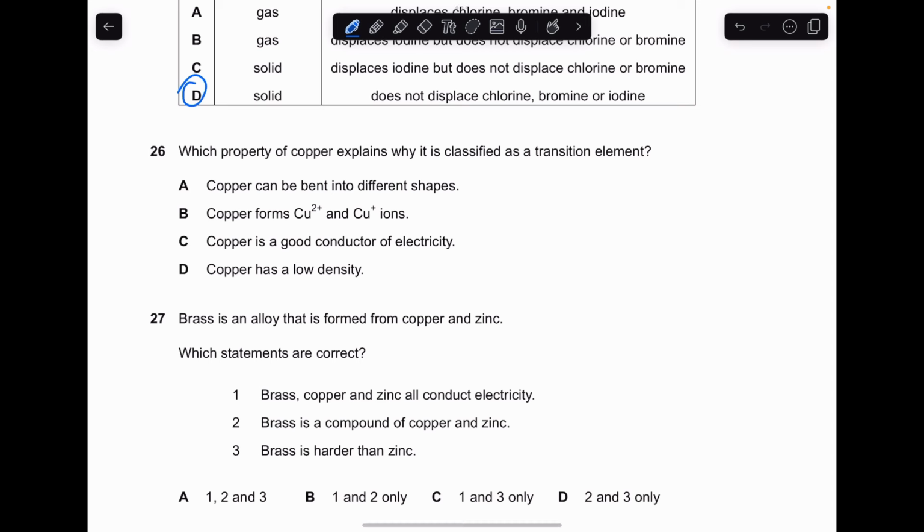Question number 26. Which property of copper explains why it is classified as a transition element? Transition elements have some unique features. They have high melting and boiling points. They are strong. They are hard. They have colored compounds and they act as catalysts. Also, they have variable oxidation numbers or oxidation states. If we look in the options, we find that and it's B.